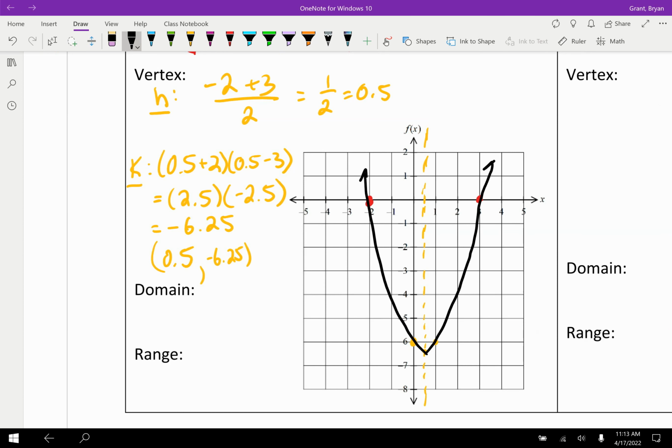Looking pretty good. Our domain, all real numbers. The lowest our parabola gets is the k value of the vertex, so greater than or equal to negative 6.25.